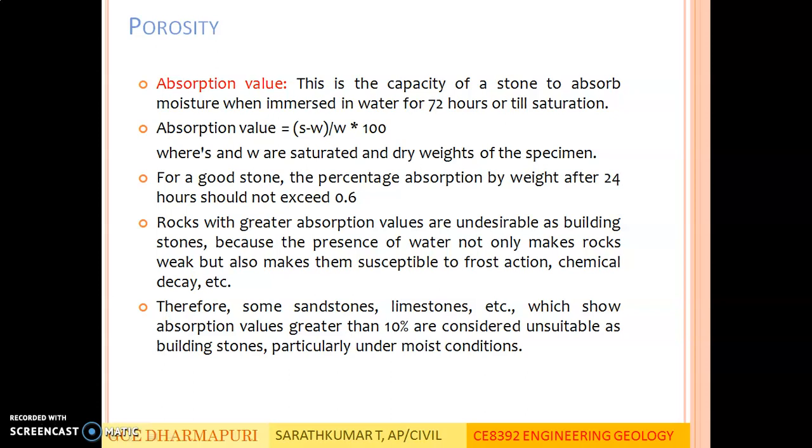Therefore, some sandstones, limestones, etc. which show absorption values greater than 10% are considered unsuitable as building stones, particularly under moist conditions. As we have seen, compared to igneous and metamorphic rocks, sandstones have high porosities. So sedimentary rocks have high porosities. So those sedimentary rocks cannot be used as building stones, particularly in moist conditions.